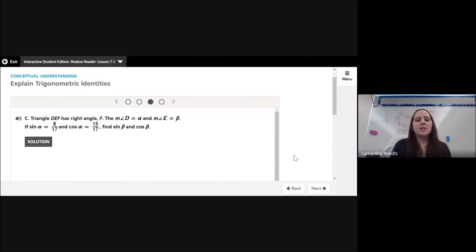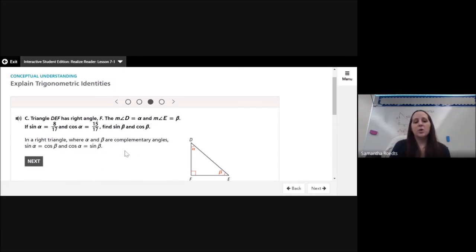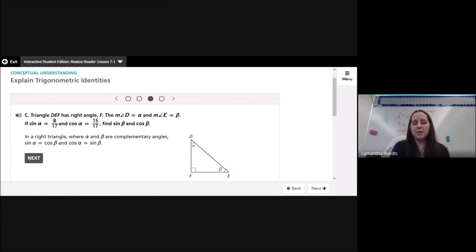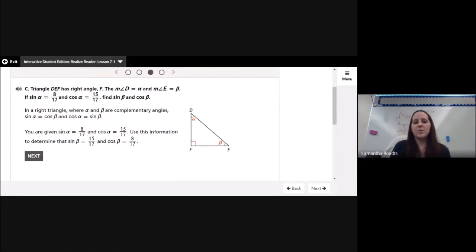C, triangle DEF has right angle F. The measure of angle D is alpha and the measure of angle E is beta. If sine alpha equals 8 over 17 and cosine alpha equals 15 over 17, find sine beta and cosine beta. So in a right triangle where alpha and beta are complementary angles, sine alpha equals cosine beta and cosine alpha equals sine beta. You are given sine alpha equals 8/17 and cosine alpha equals 15/17. Use this information to determine that sine beta equals 15 over 17 and cosine beta equals 8 over 17.